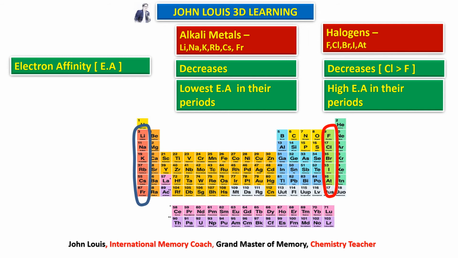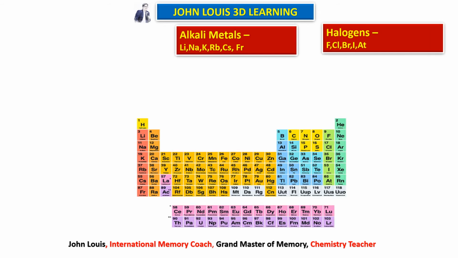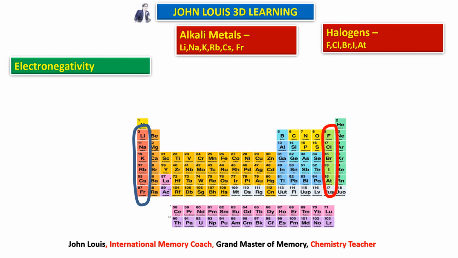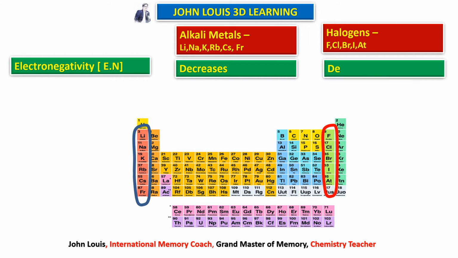Okay, the next property is electronegativity. What is electronegativity? The tendency to attract electrons towards itself is known as electronegativity. What happens when we go down? It decreases because the size increases and the pull decreases. Therefore electronegativity decreases when we go down the group in alkali metals. Same thing with halogens also: when we go down, the size increases, the pull decreases, therefore electronegativity decreases.